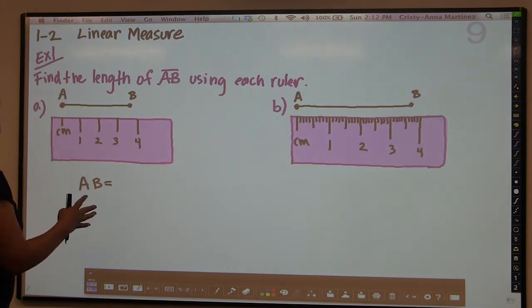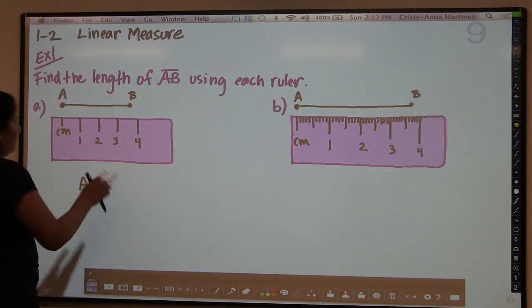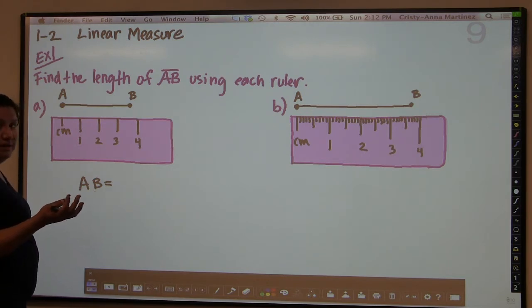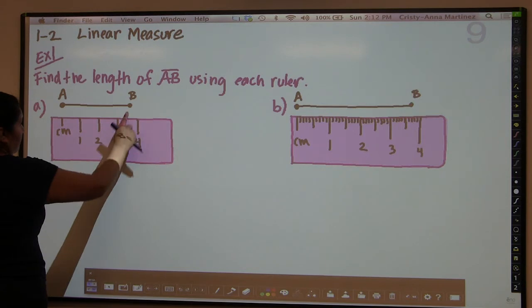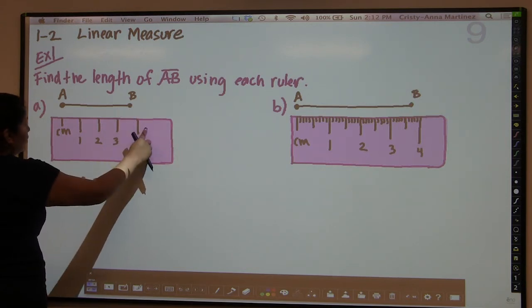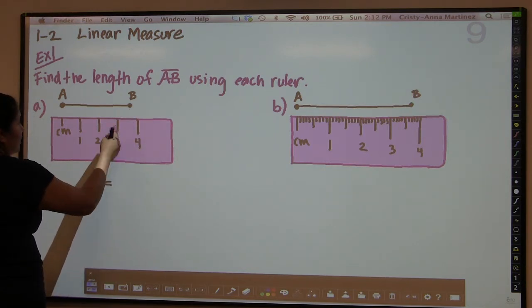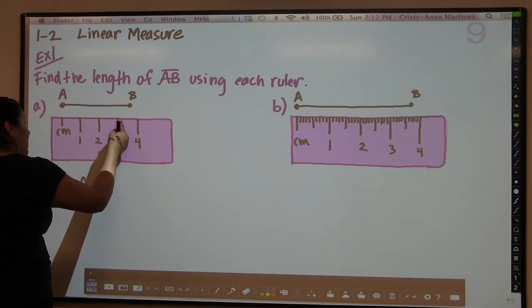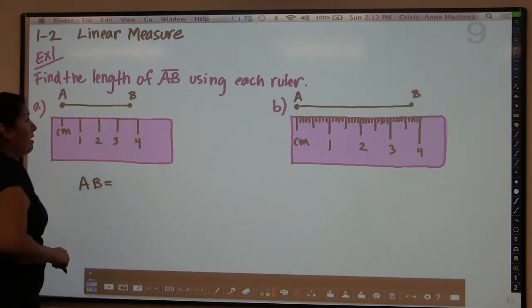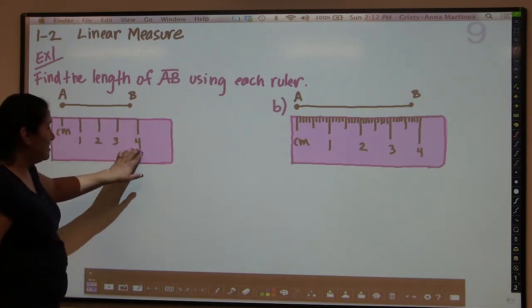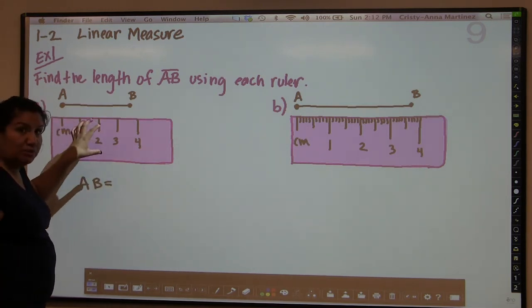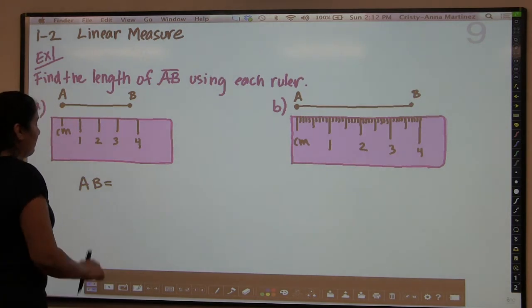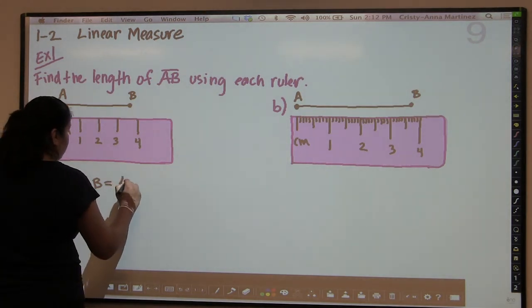So here we go with part A. If you look at the example, and this is in your book, you can tell that the point B is closer to the 4 than it is to the 3. We don't actually know how much because we don't have little tick marks to measure in the middle, but we know that it's closer to 4. And since the centimeter is the smallest unit of measure on this particular ruler, I would say that it's approximately 4 centimeters.